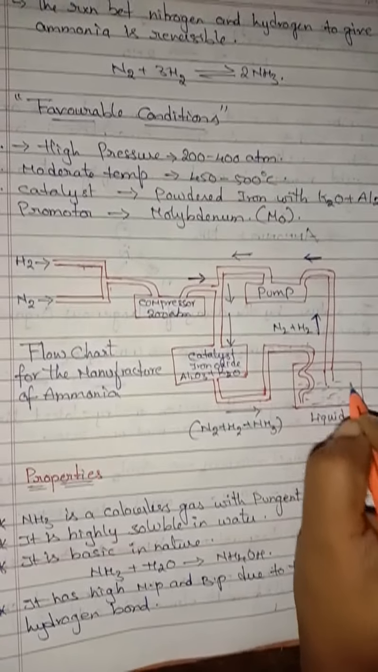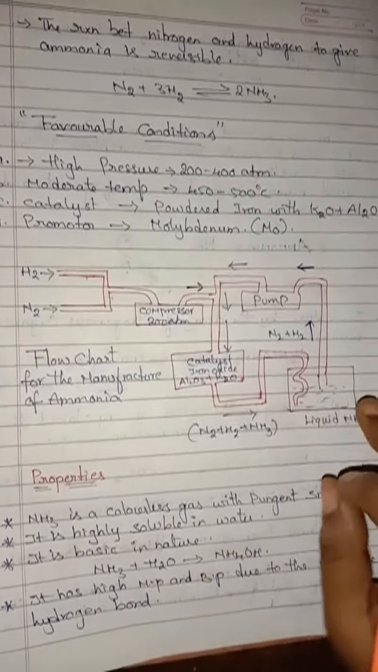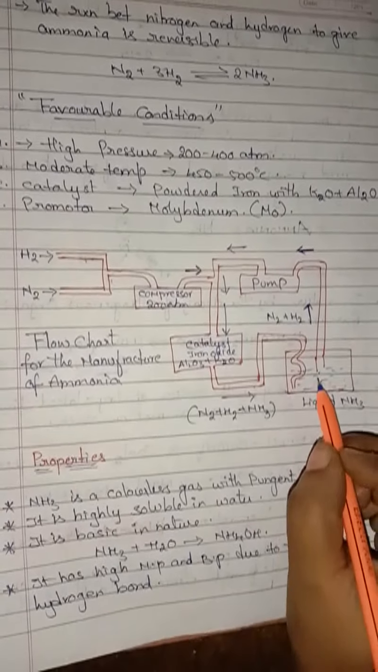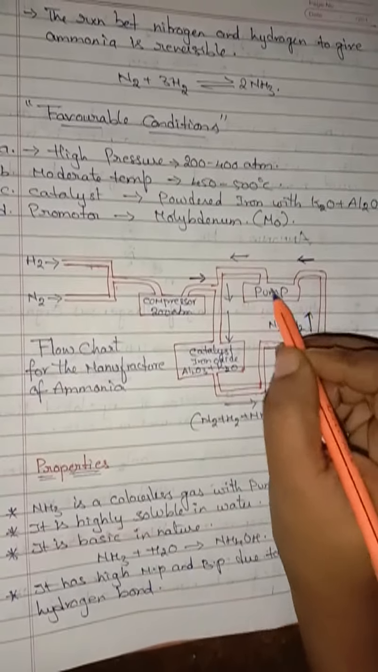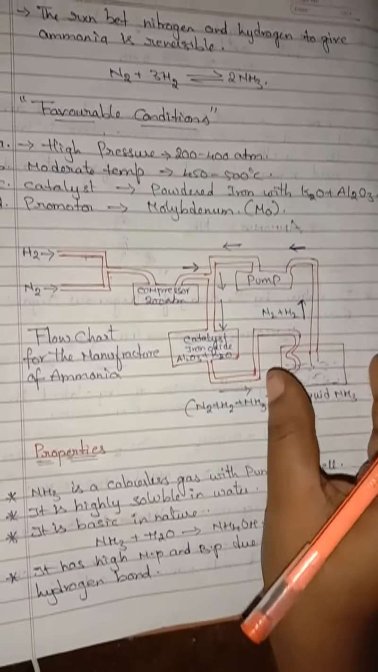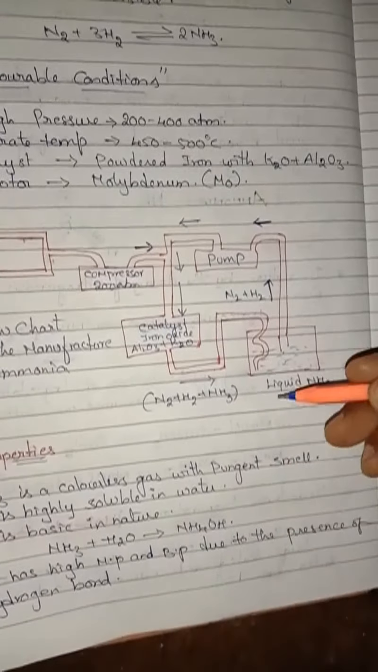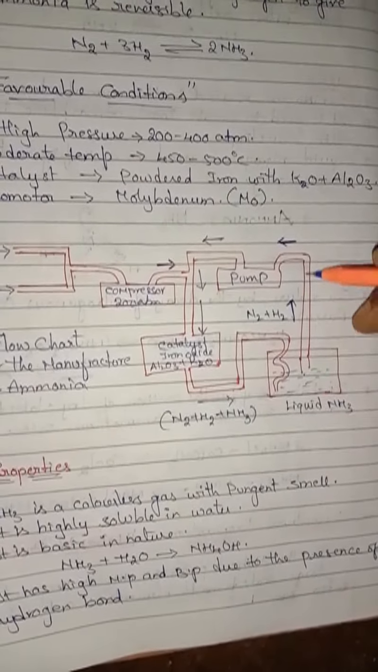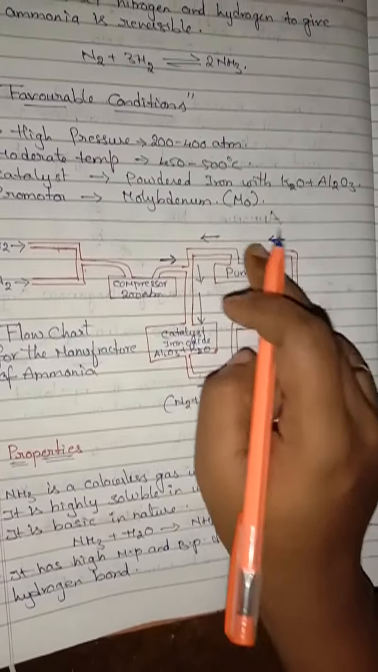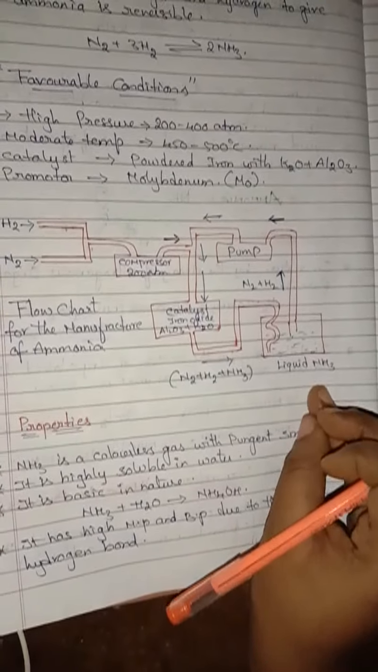Here we get the liquid, and the unreacted gas, whatever is there, moves again to the pump. Look here, N2 and H2. Whatever unreacted gas, that means whatever is not condensed to give liquid ammonia, moves back to the pump and is recycled. So this process continues until we get the liquid ammonia.